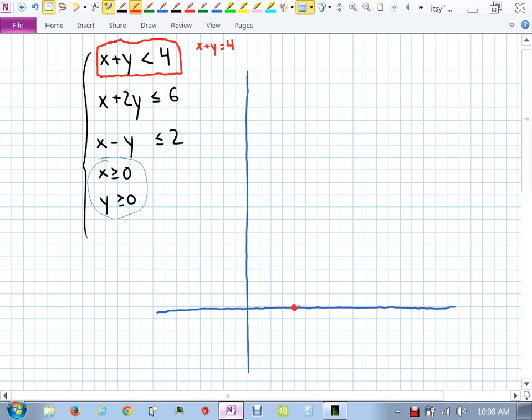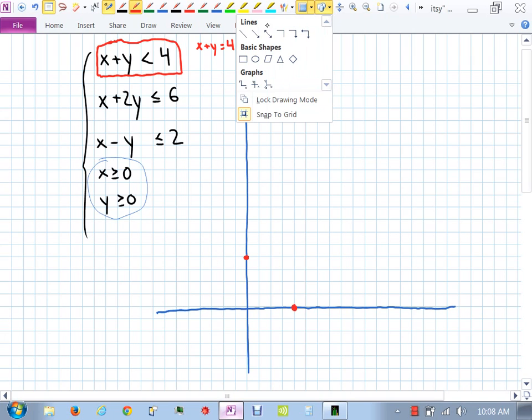What's the y-intercept of that one? 4 again. Set x to 0, you get y is 4. Is that all right? Valerie, you're looking at me. Is that okay? All right. And then we draw a dotted, dashed, whatever, line through that.